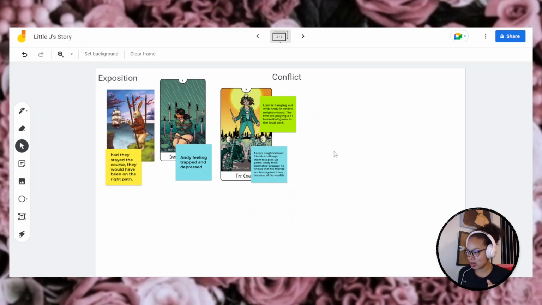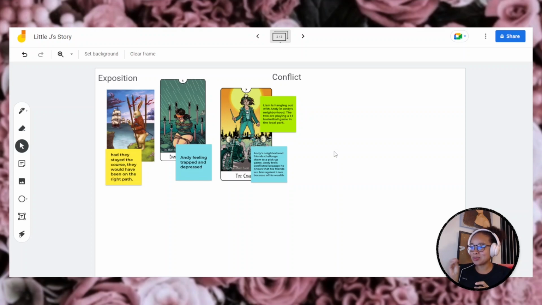Does somebody get hurt? Does Liam break his leg? I don't know. I'm jumping the gun. What could this be? Could it be like, had they not played this pickup game, maybe Liam was on the road to a scholarship, and then he got egged on.